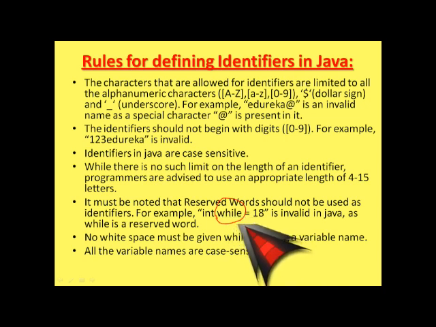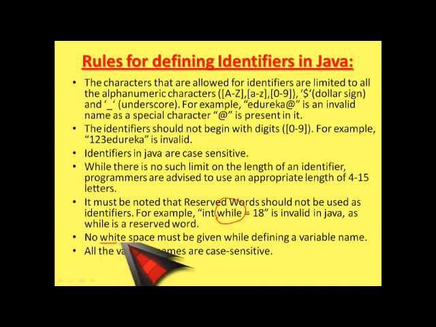Okay. And some reserved words. Last day we wrote that there are some kinds of keywords. Keywords like while, we cannot use as a variable name. We cannot give white spaces, which means we cannot write A, then a space, and then B as a variable name. We can write them together as AB as the variable name. Okay. So these are the rules for identifiers.